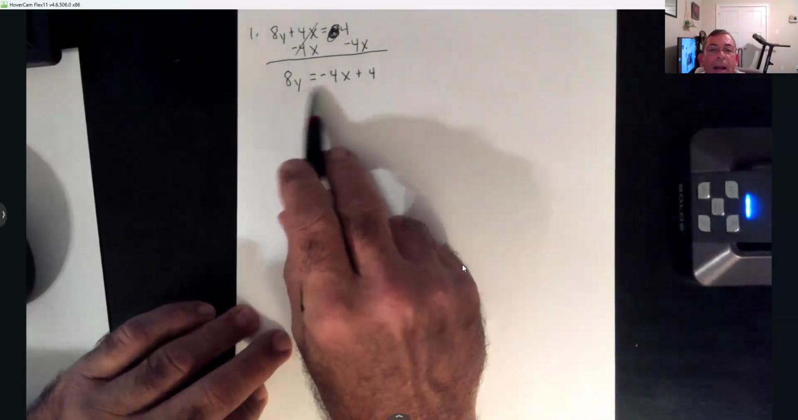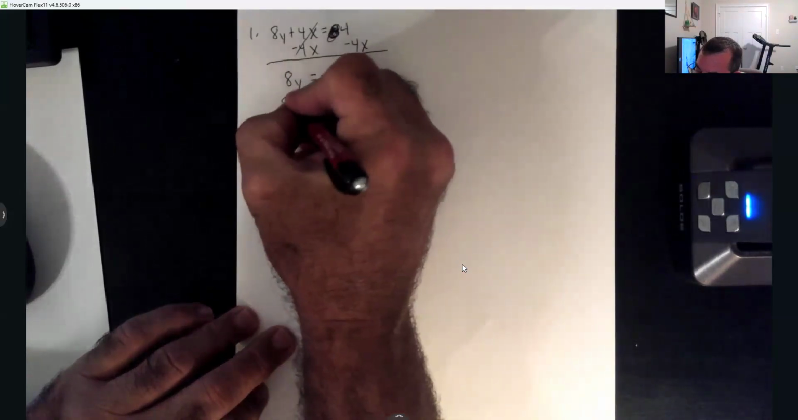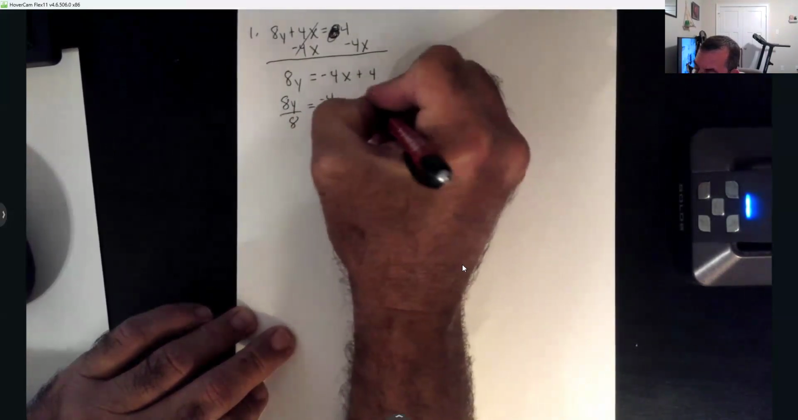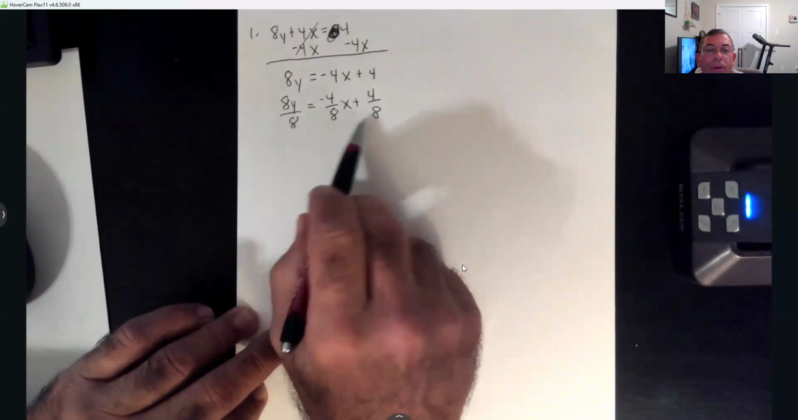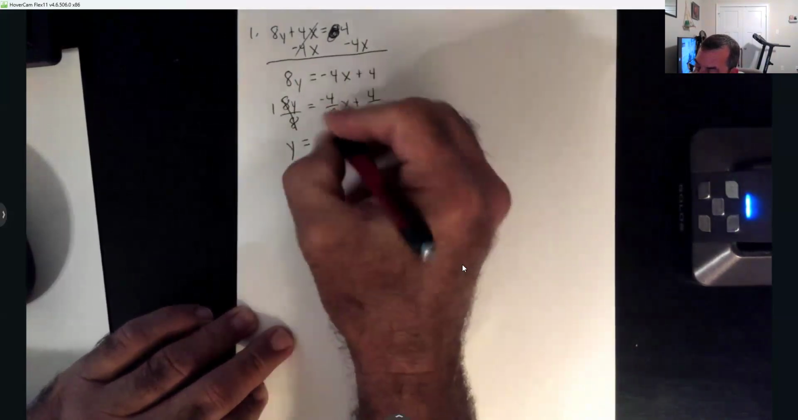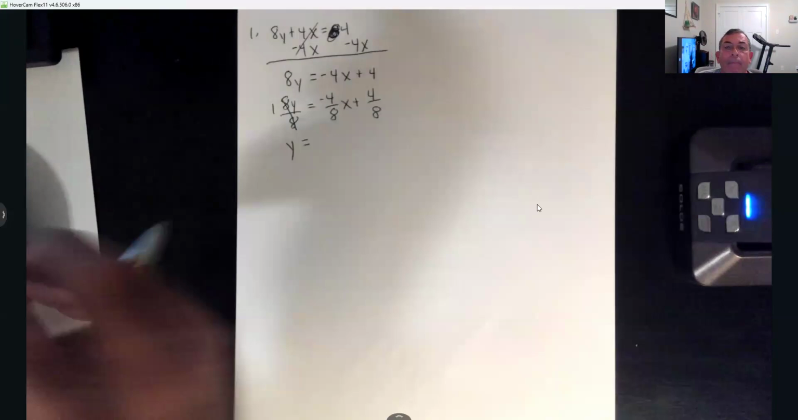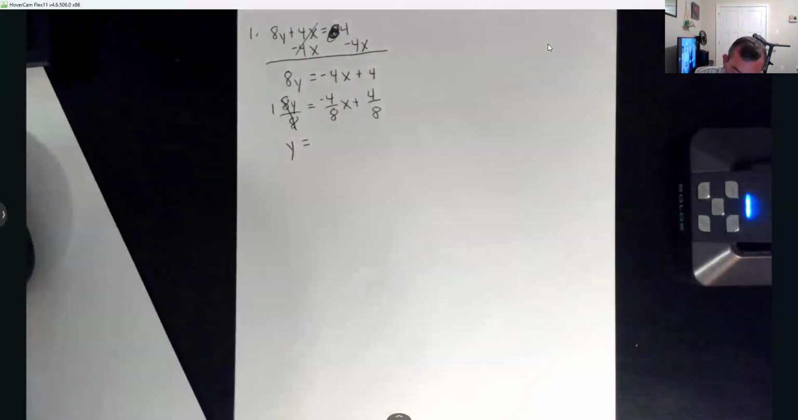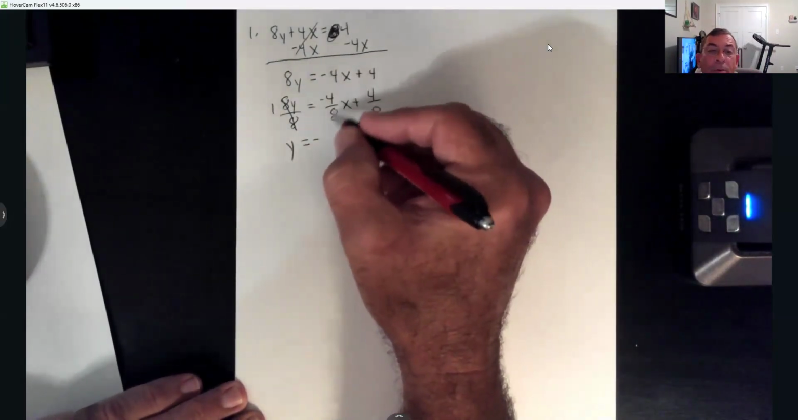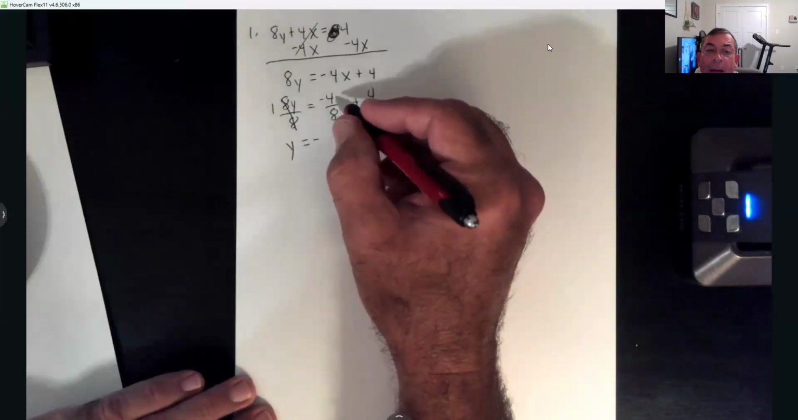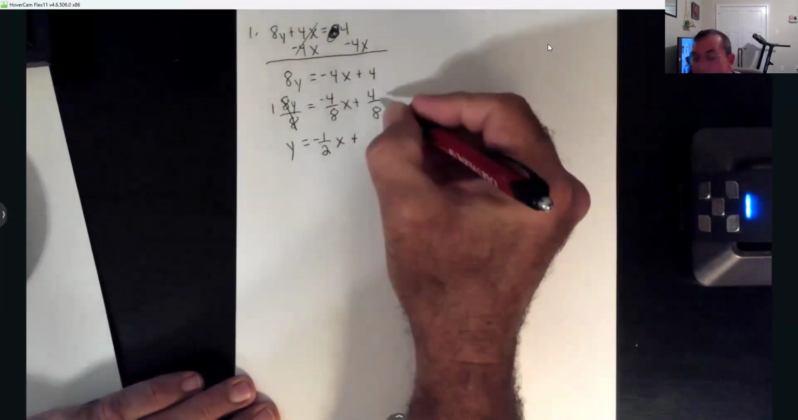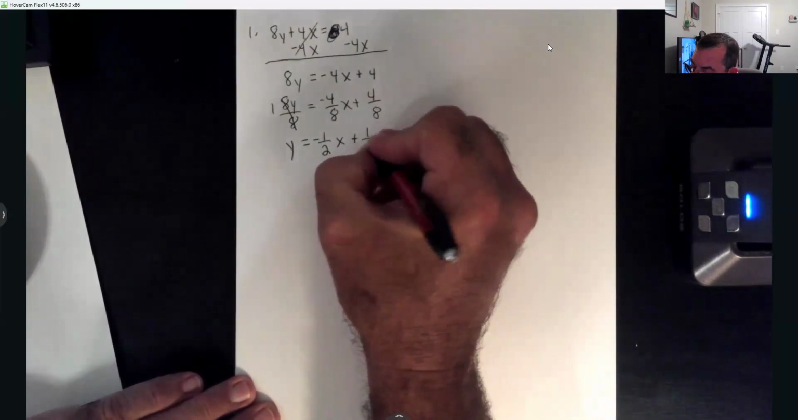All righty, so divide everybody by 8 to make that a 1y. 8 divided by 8 makes that a 1y. This is going to stay negative. I can't divide 4 by 8 evenly, so I'm going to reduce this to a 1/2, dividing top and bottom by 4 to make that a negative 1/2 x. And then at the end, this 4 over 8 reduces to a 1/2.